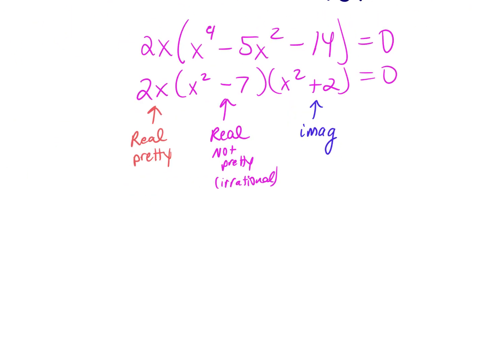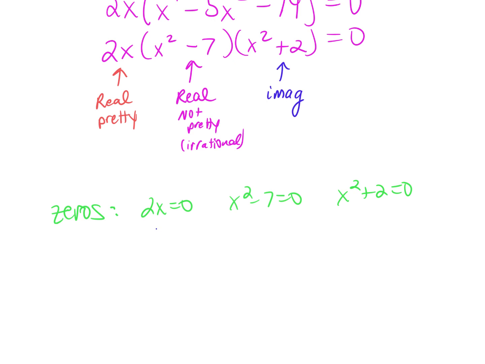If it says over the reals, you can break down x squared minus 7 more. If it says over the rationals, you can't, because rationals means it needs to be pretty. So if you're going to solve it, finding the zeros, that's what does x equal. So you have 2x equals 0, x squared minus 7 equals 0, and x squared plus 2 equals 0.